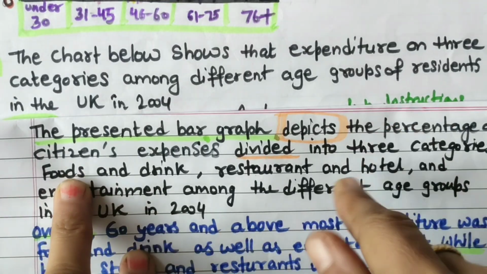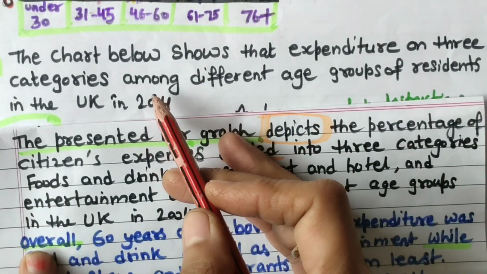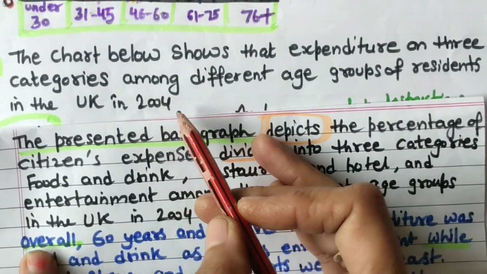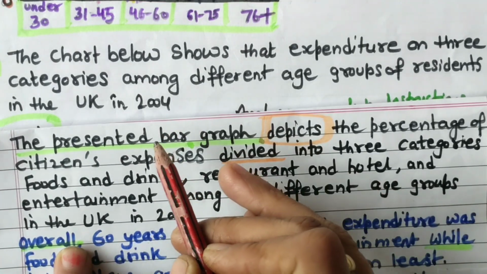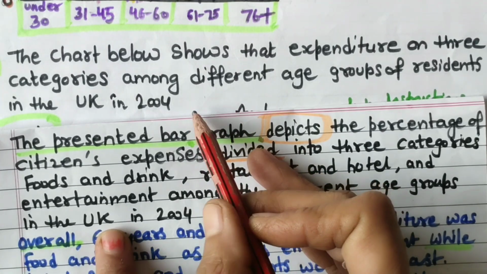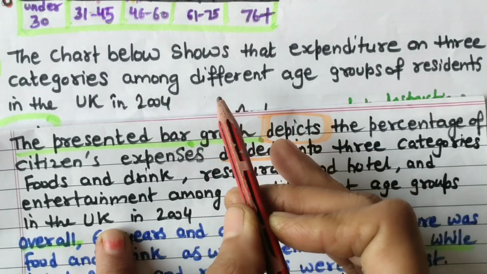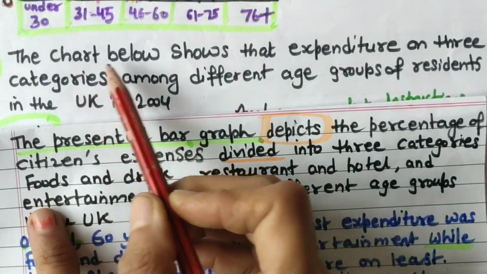So introduction means paraphrasing of the question statement. Writing Task 1 and 2 both have a question statement. Introduction means you have to write a paraphrase of the question statement. Paraphrasing means you just change the words, not changing the meaning of the question statement. Okay, the chart below shows.